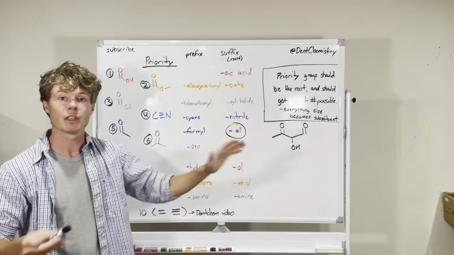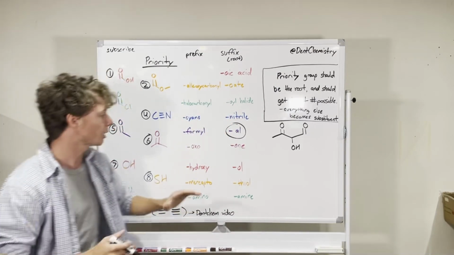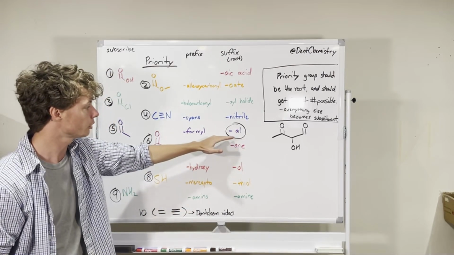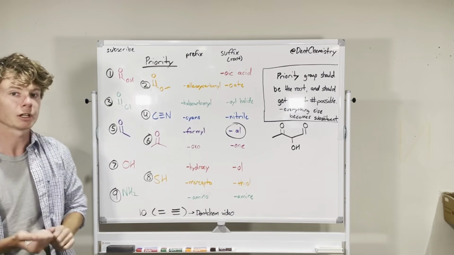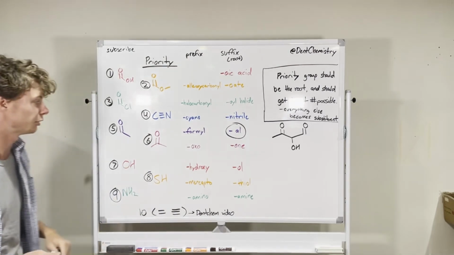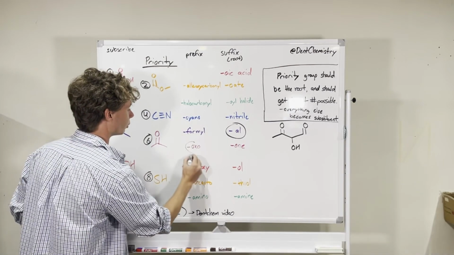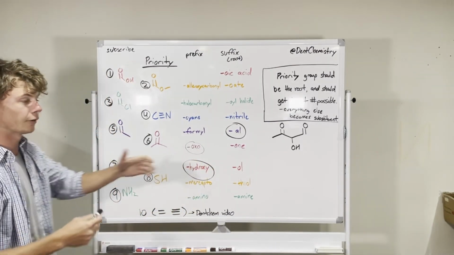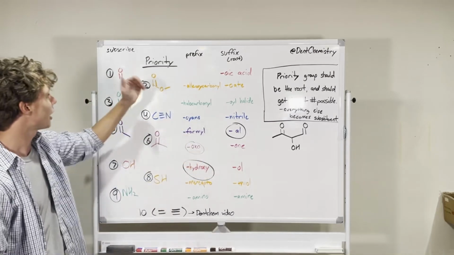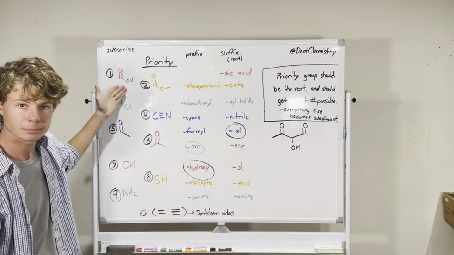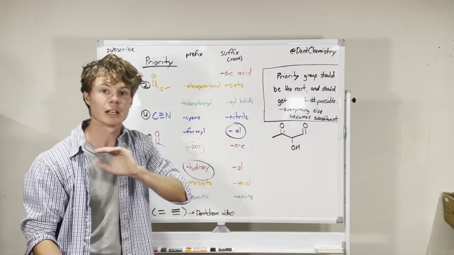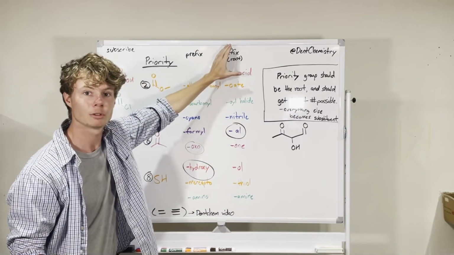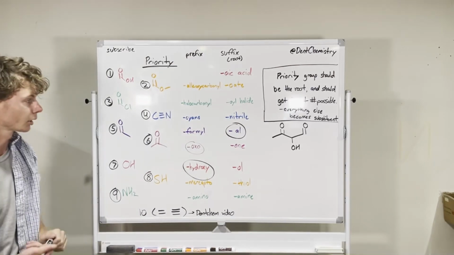And after I've determined that, everything else is going to be a prefix. Everything. Our priority group gets the root, and then everything else is going to become a prefix because we're going to treat it as a substituent. Meaning I have an oxo group and I have a hydroxy group. If I had a compound down here that had carboxylic acid on it, it would end with oic acid, and every other functional group would be prefixes because my priority gets the root and everything else doesn't.